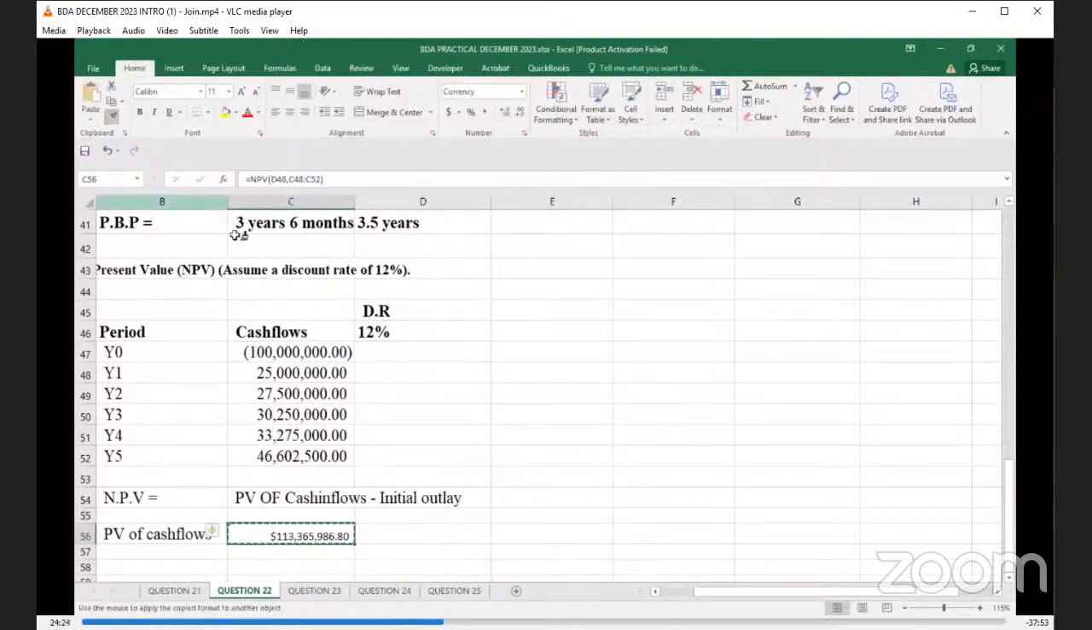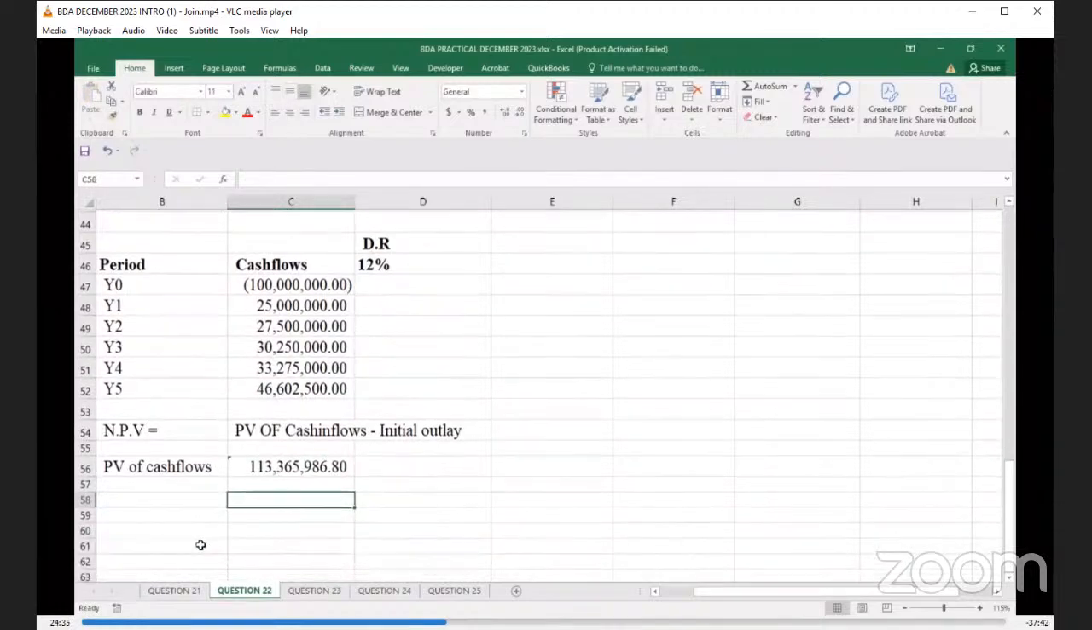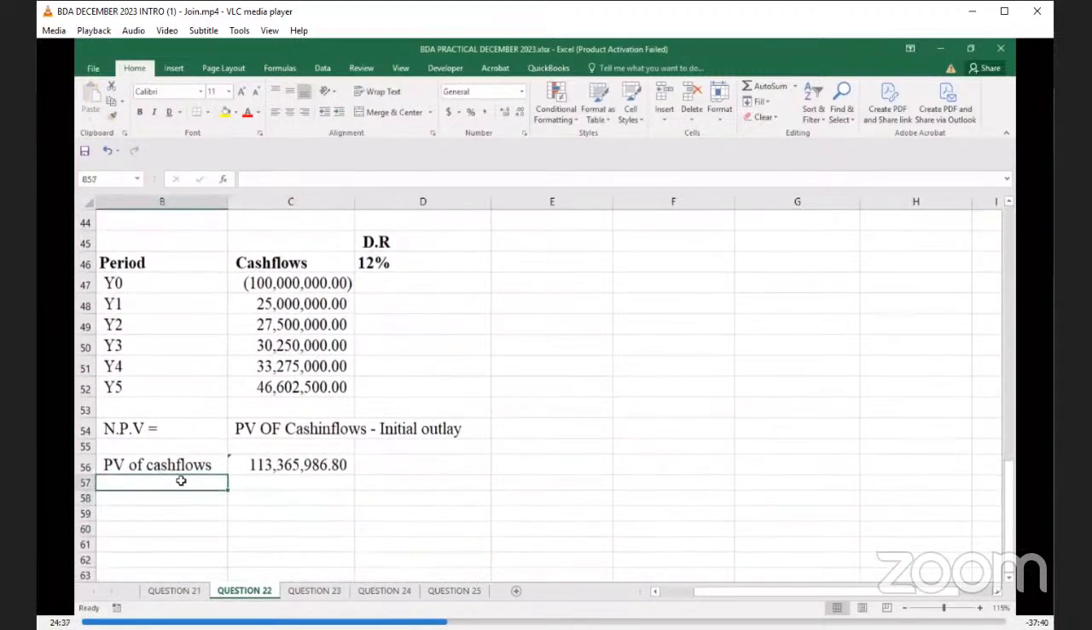Then from there, I'm going to take this, I'm going to have that, then we take our initial outlay.